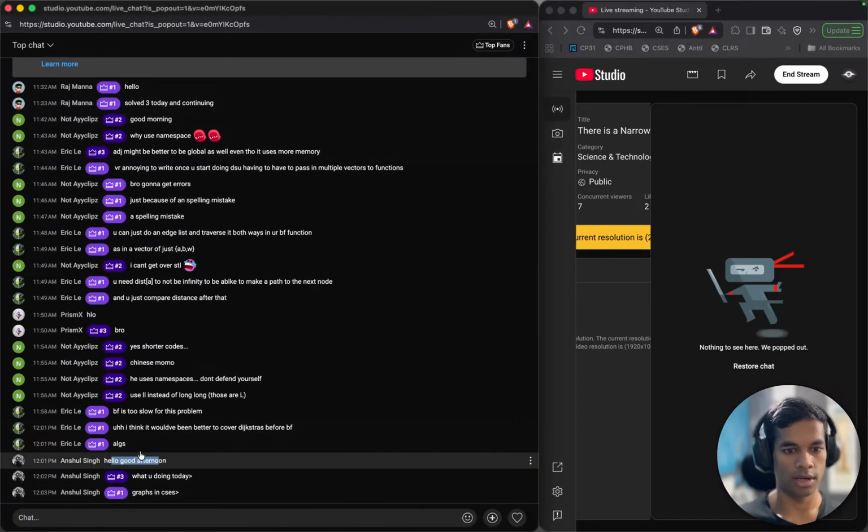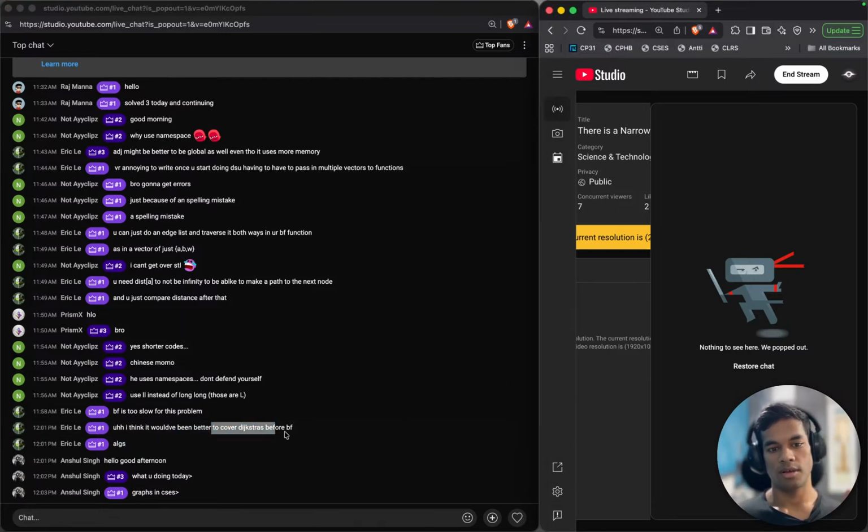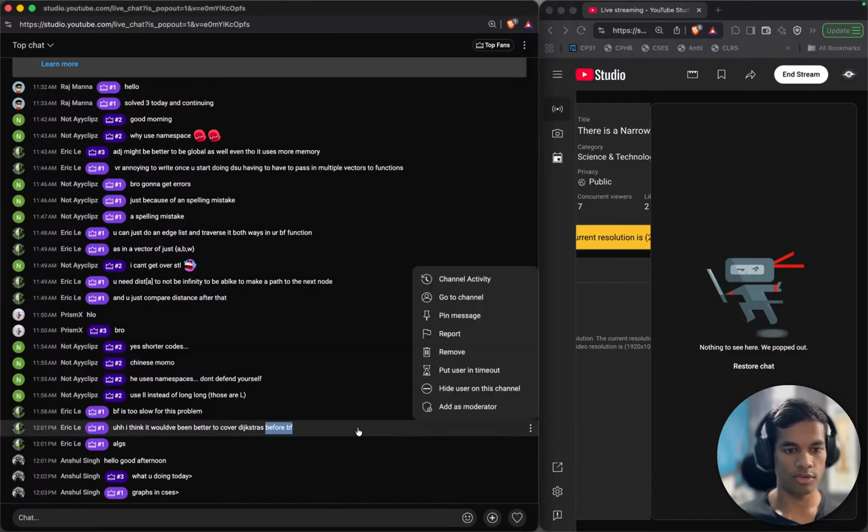Yes, after this, we will just go straight to Dijkstra and never use Bellman-Ford. Maybe there might be some use cases where Bellman-Ford is good.